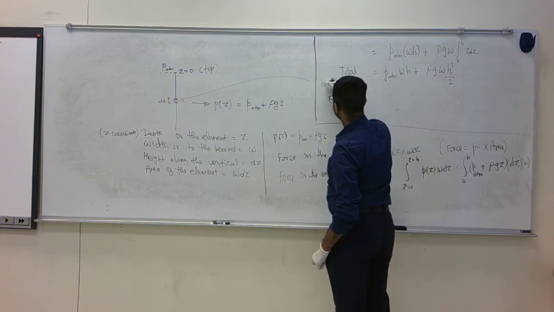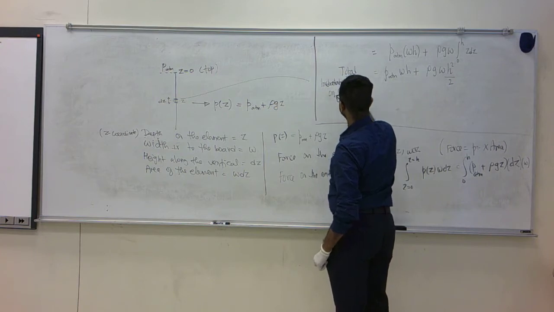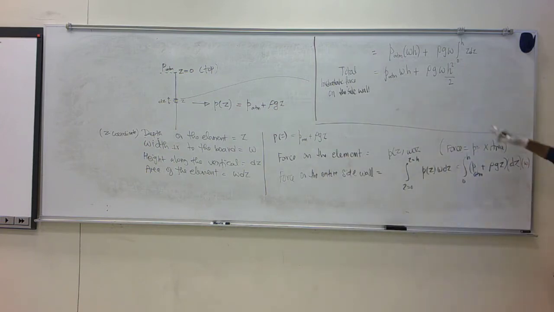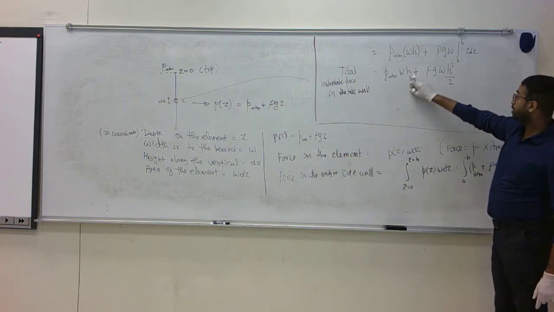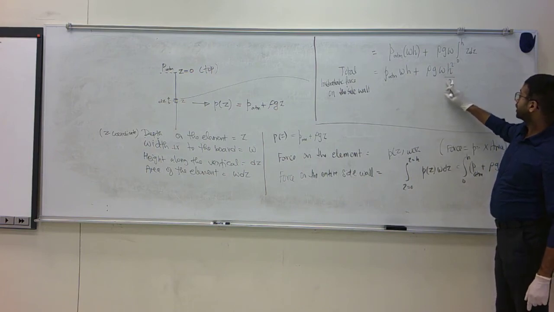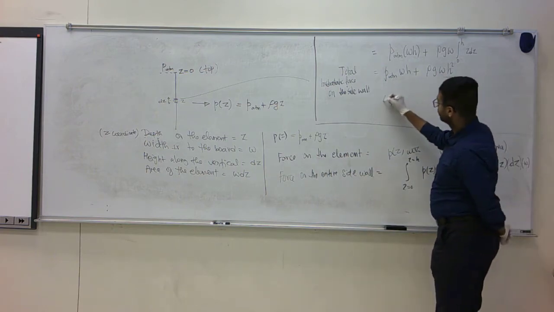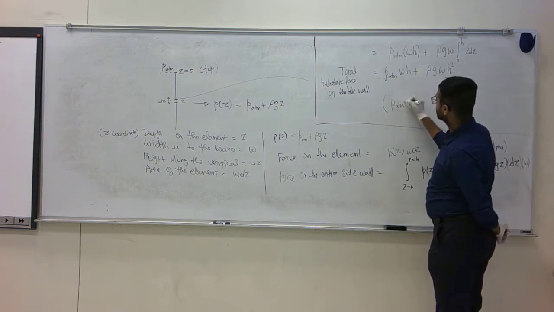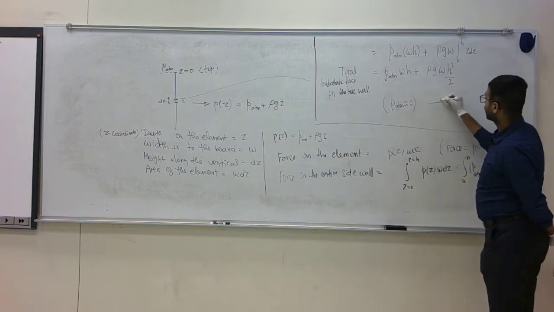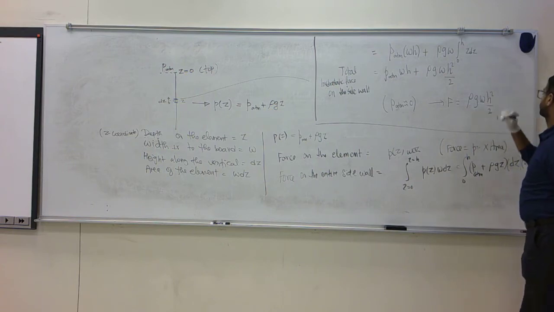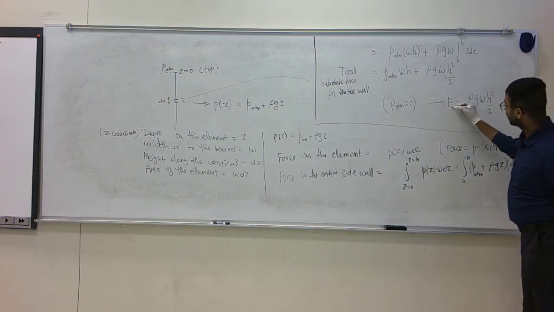I call this total hydrostatic force on the side wall. It is the atmospheric pressure times the area of the wall plus rho G W H squared divided by 2. Now it's common to assume that the atmospheric pressure is so small that you can simply write the force is equal to rho G W H squared over 2. Or I'll call this the resultant force.